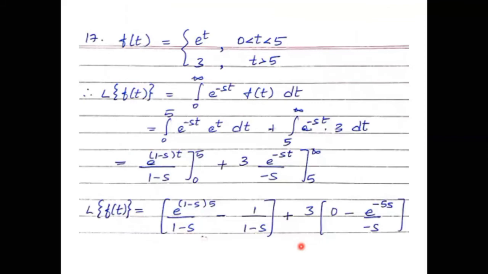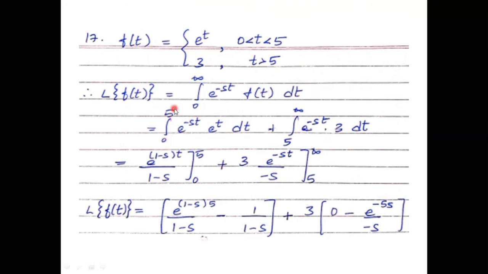We move on to the next problem. F of t equal to e power t when t is between 0 and 5, and it is 3 when t is greater than 5. Laplace transform of f of t is equal to integral 0 to infinity e power minus st f t dt.